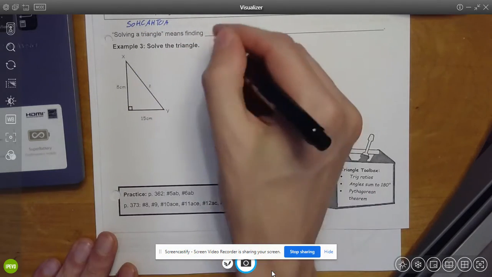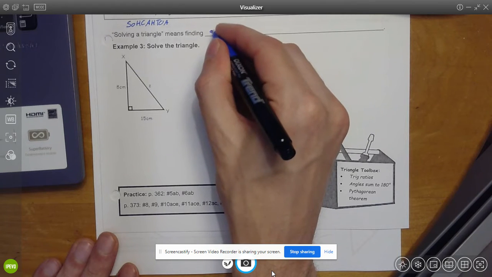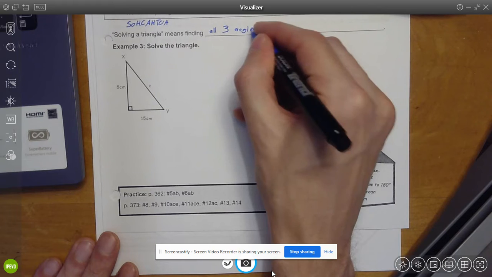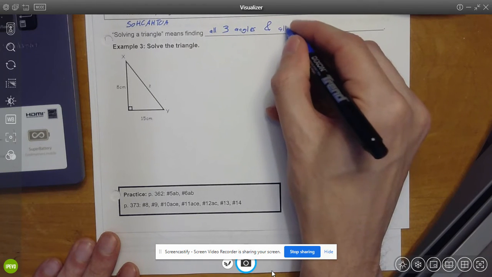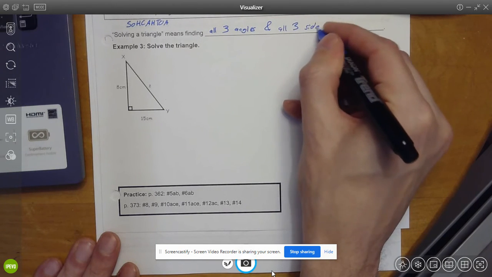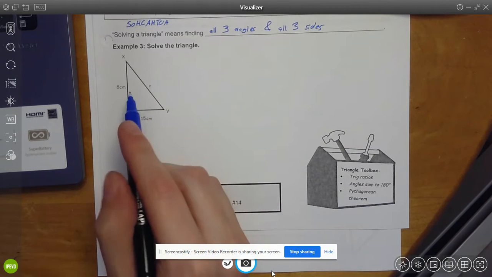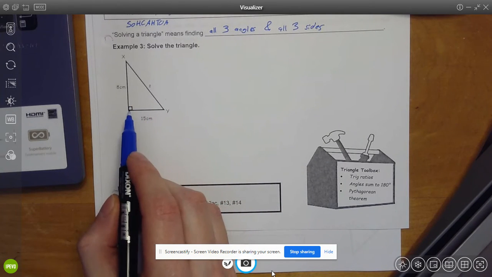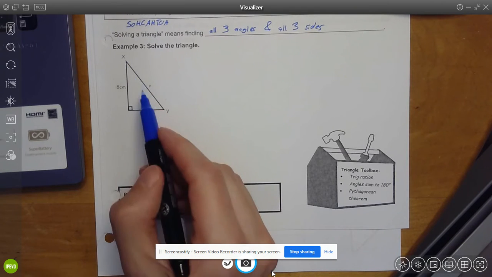So if I ask you to solve a triangle, it means you need to find everything about the triangle. So that means I need to know the measure of all three angles, and I need to know the lengths of all three sides. So in this triangle, we know three things. I know two lengths, and I know one angle. This is obviously 90 degrees. I need to know the other three things.